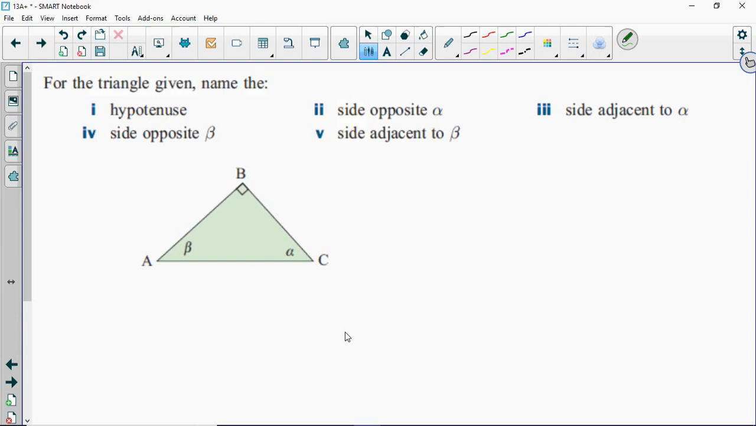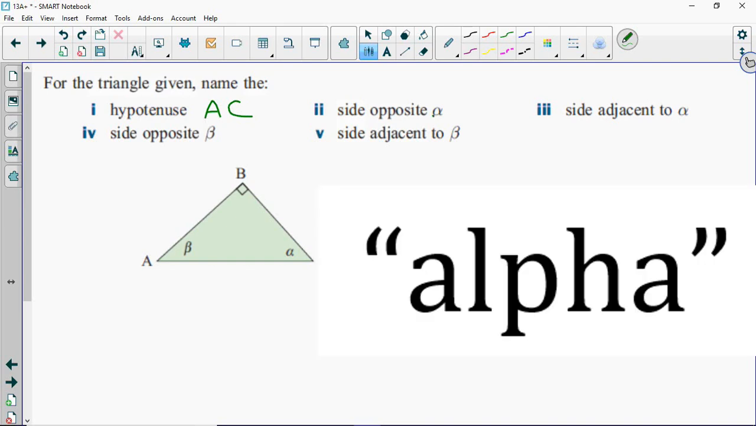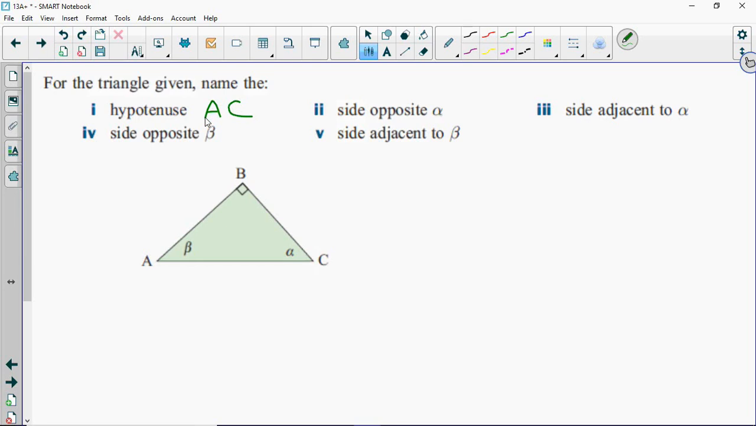The hypotenuse is going to be labeled AC, right? That's clearly the side that is across from the right angle or opposite of the right angle. What is the side that is opposite of, that's a Greek letter right there, it's alpha. Well, opposite of alpha is going to be right over there, so that makes that AB. And if that's the side that's opposite to alpha, then BC is going to be the side that is adjacent to alpha, right? That's literally right next to the angle.